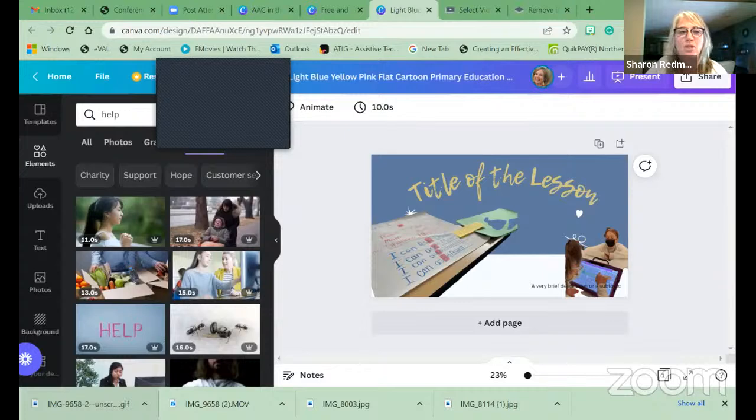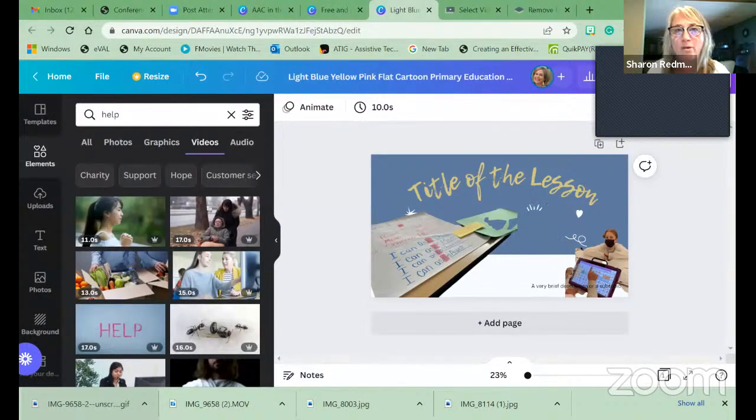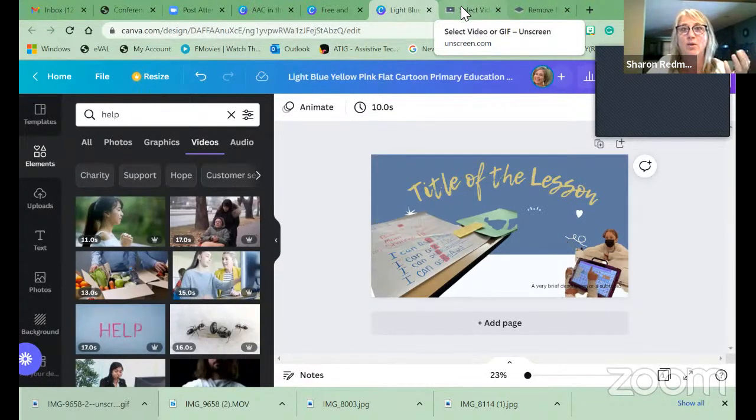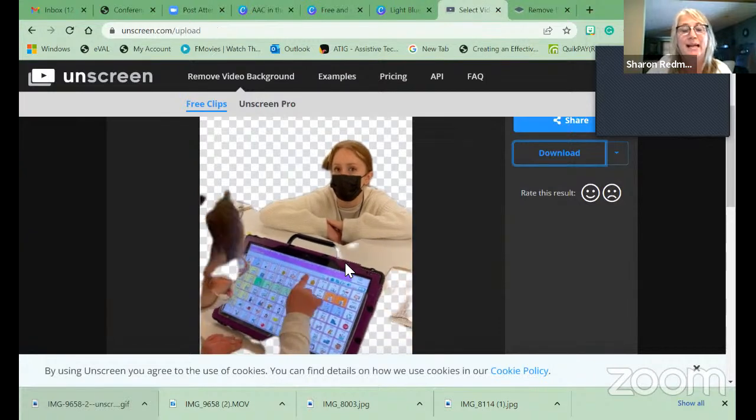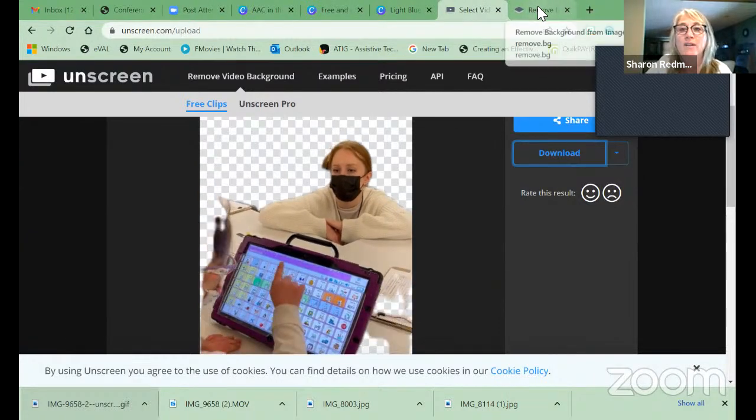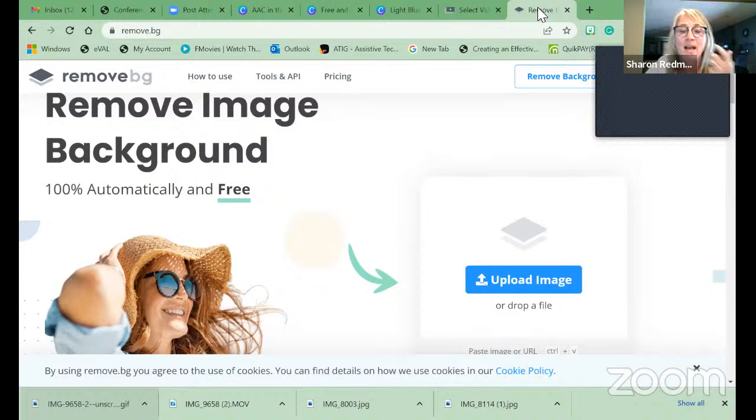I wish the option to remove background in videos was there, but that's not there yet. So hopefully that'll be coming. But if not, it's not hard to use tools like Unscreen or even Remove BG.